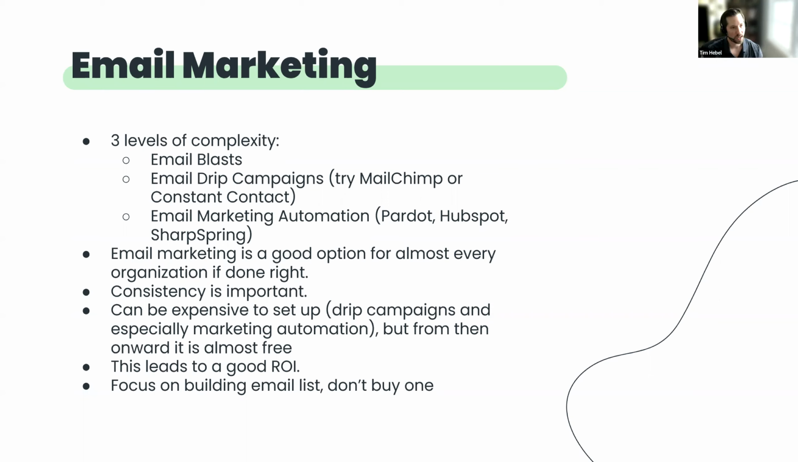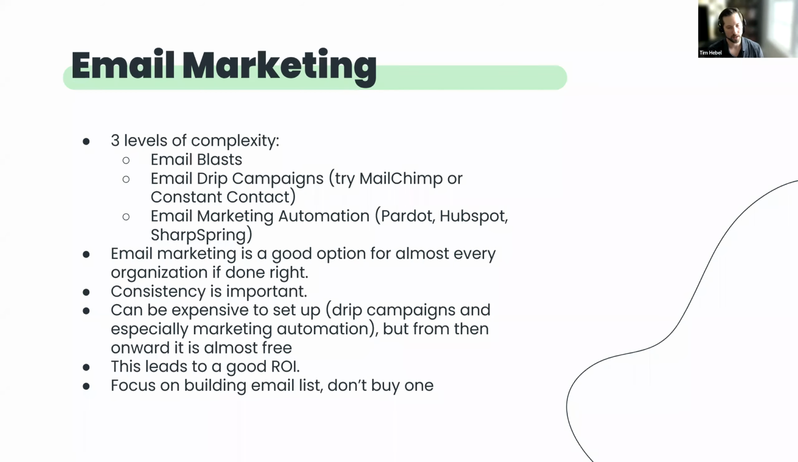And then email marketing automation, that is done with platforms like Pardot or HubSpot. The one we use is SharpSpring. And that's kind of like the email drip campaign on steroids. This is very expensive to set up. It's a large project, but it kind of turns into a part-time marketer, part-time salesperson that works for you 24/7. It does all sorts of crazy stuff. I think I have an example on the next slide I can show that will help make it make more sense.